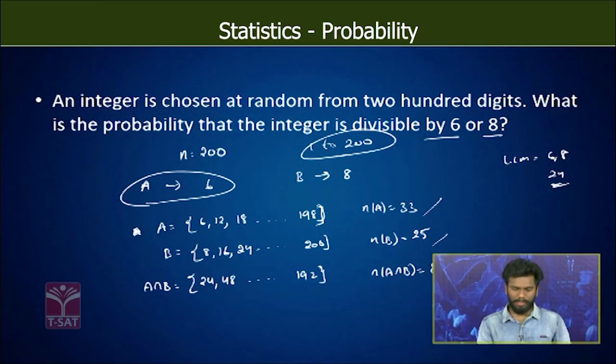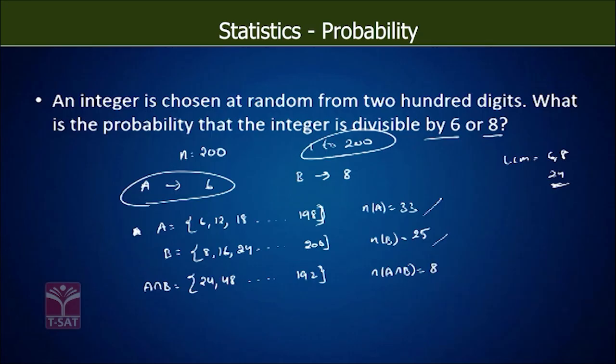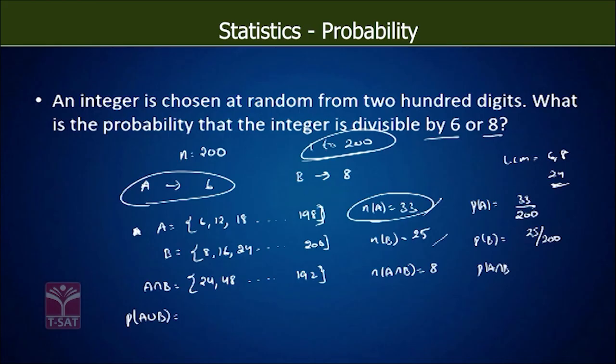Now apply the probability. What is the probability that the integer is divisible by 6 or 8? We need the probability of A union B. The probability of A is 33 by 200, since n of A is the number of favorable outcomes, and the total set has 200 outcomes. So 33 by 200. The probability of occurrence of B is 25 by 200. In the same way, the probability of A and B is given by 8 by 200.